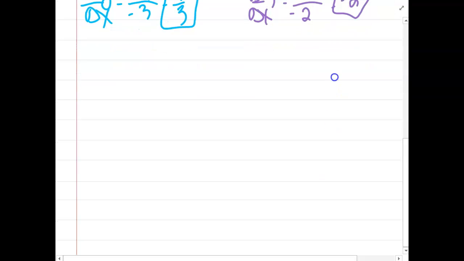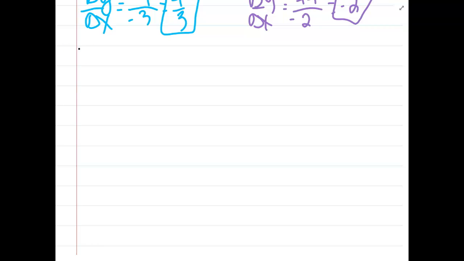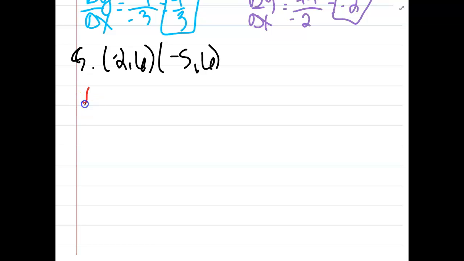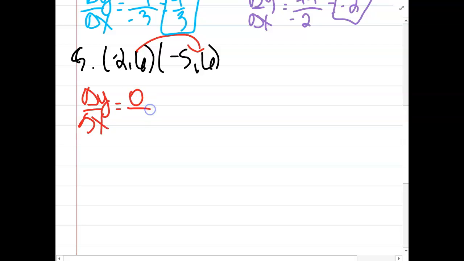Okay, 2 more. These are kind of special cases-ish. Okay, number 5, negative 2, 6, negative 5, 6. Okay, change in y over change in x. Okay, the change in y from 6 to 6. 0, right? There is no change there. Okay? And then from negative 2 to a negative 5. What's that change? -3, going in the negative direction, -3.